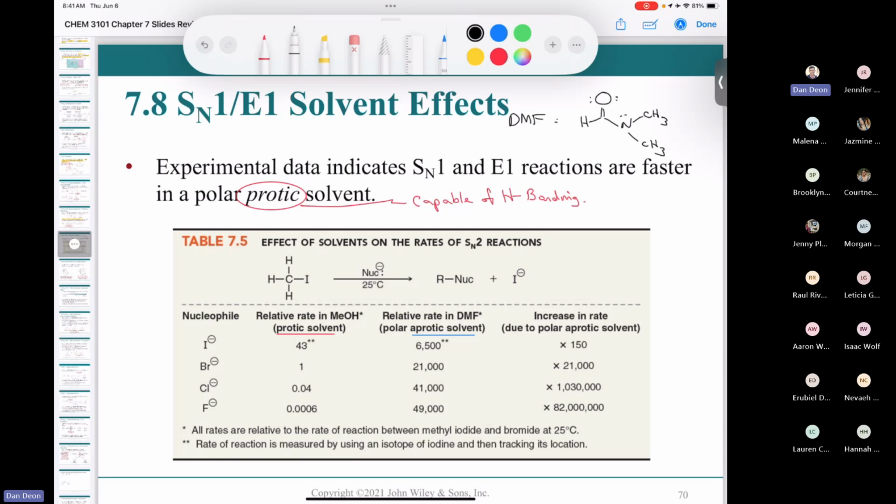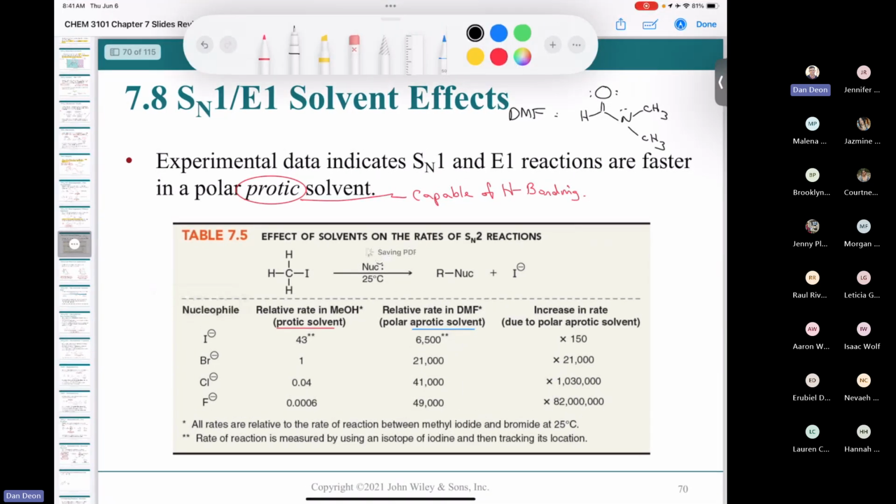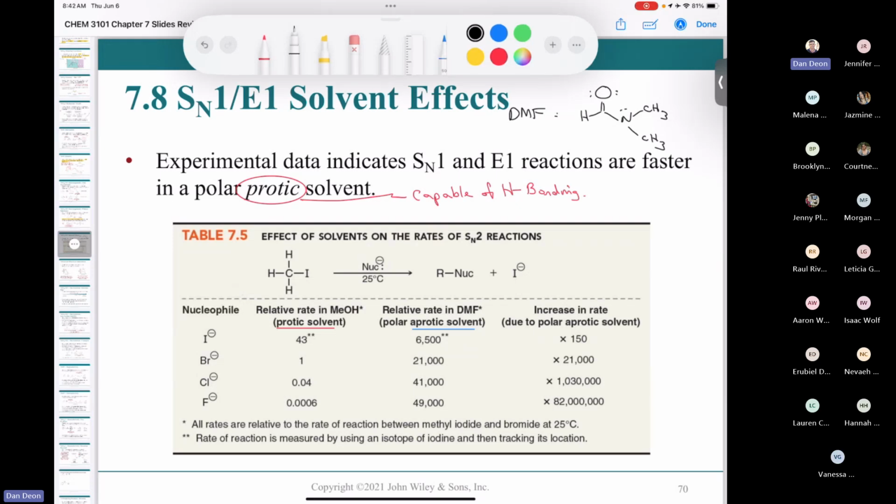The idea is this: SN1 reactions are faster in polar protic solvents. Now, what they're showing here is the rate of SN2 reaction, so it's kind of like sticking something else in the middle of the slide presentation, because this is a methyl halide. So again, this is not a chart of SN1, this is a chart of SN2 reactions. It just shows you that SN2 reactions go faster in an aprotic solvent.